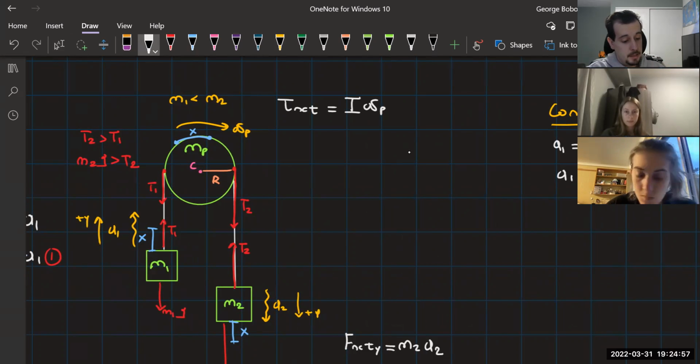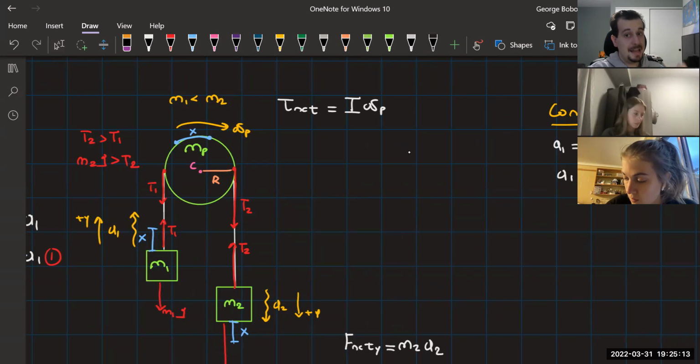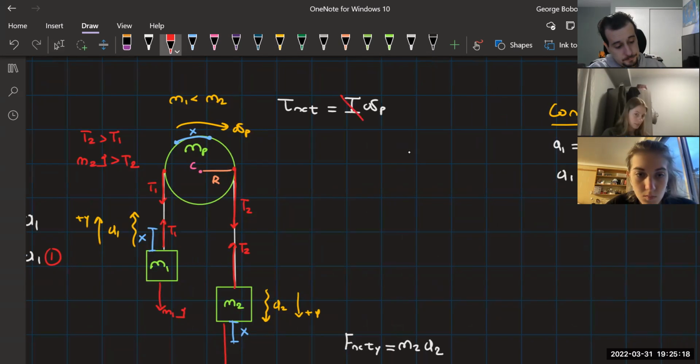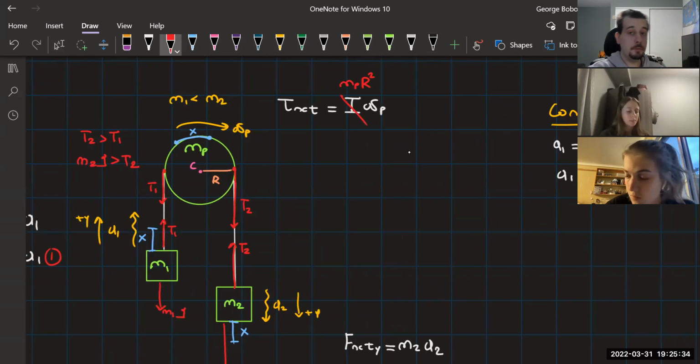It's for the pulley. And the moment of inertia, this is supposed to be a thin hoop, right? The inside of it is hollow. So it's supposed to be a thin hoop. The spokes have no mass. What is the moment of inertia of a thin hoop spinning about its center of mass? Do we have that on our list? It is mr squared. 1/2 would be if it was a disk.